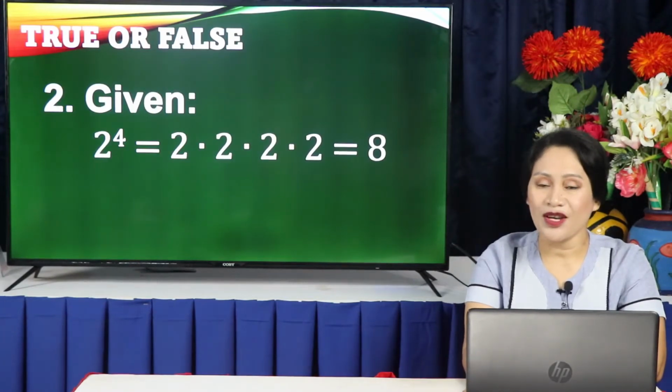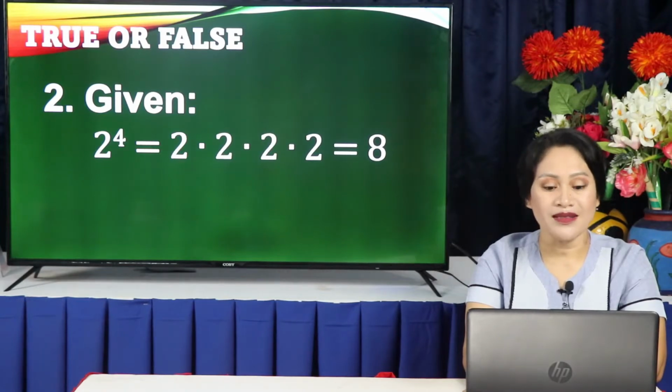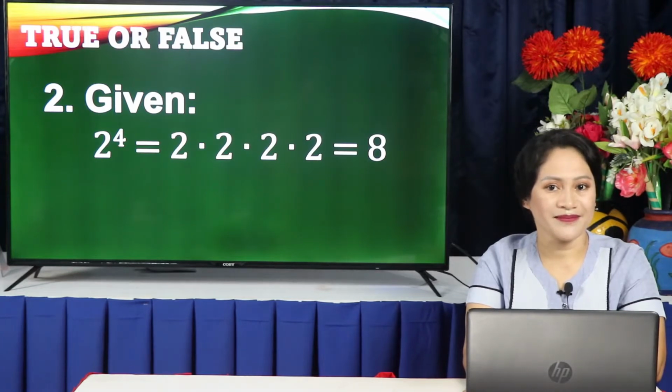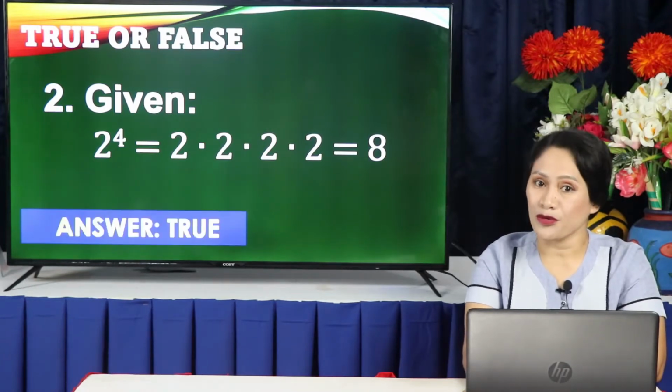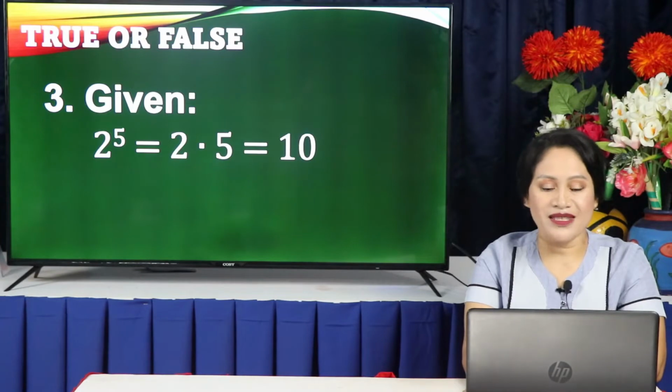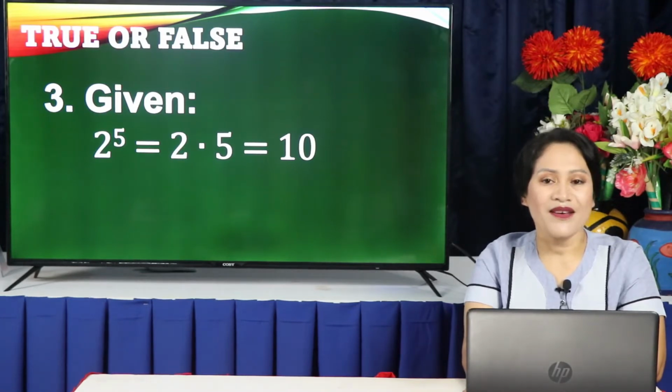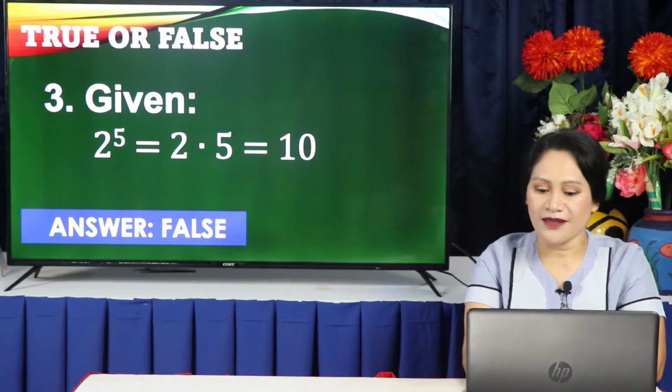The given is 2 to the power of 4 equals 2 times 2 times 2 times 2 equals 8. Is it true or false? The correct answer is true. The last item says 2 to the power of 5 equals 2 times 5 equals 10. Now tell me, is it true or false? The correct answer is false.